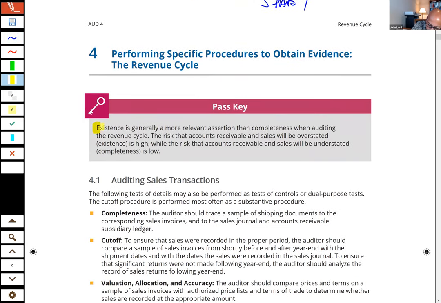Okay, so the main assertion that they talk about for sales is existence. Now, what I don't like here is they say the risk is low that there'll be an understatement, which is the completeness assertion, and I'm like, well, I don't know that the risk is low because it depends on the inherent risk and the control risk. I mean, what risk are they talking about? To me, when they're talking about risk here, they're talking about business risk. This is the CPA's business risk.